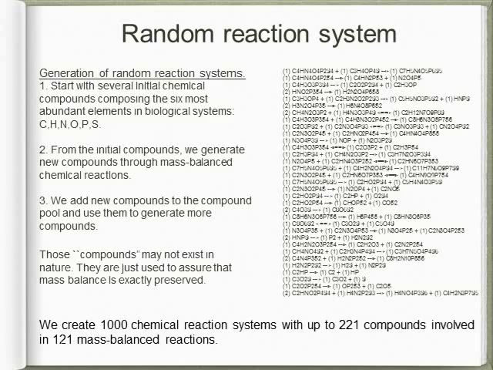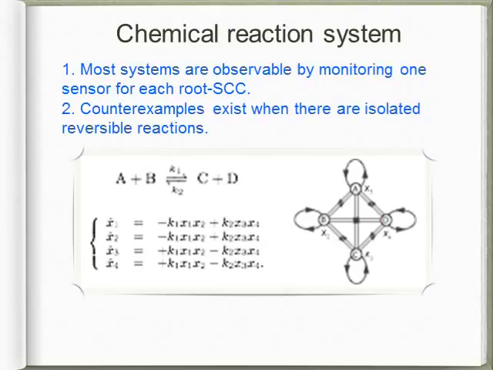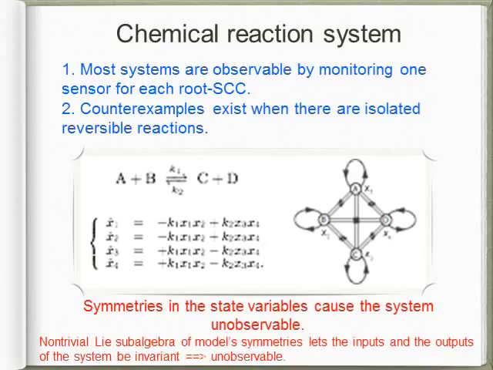Those counterexamples exist when there are reactions, for example, these reactions are reversible, and suppose it's isolated from the rest of the system, then we have trouble. But I'm going to argue that this is almost never the case in reality, because reversible reactions are very common, but an isolated reversible reaction is very rare, in the sense that when you construct the system, if there is an isolated reaction, maybe you will not include that in your model in the very beginning.